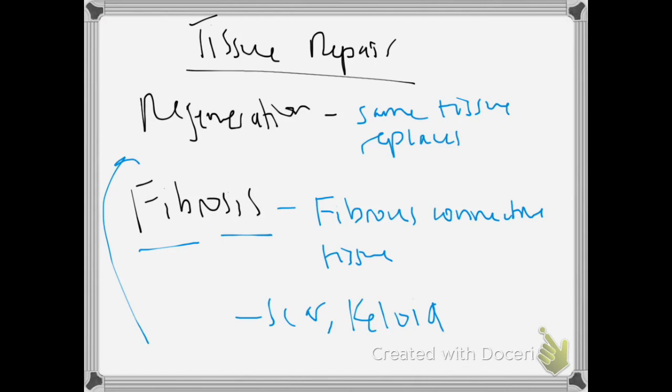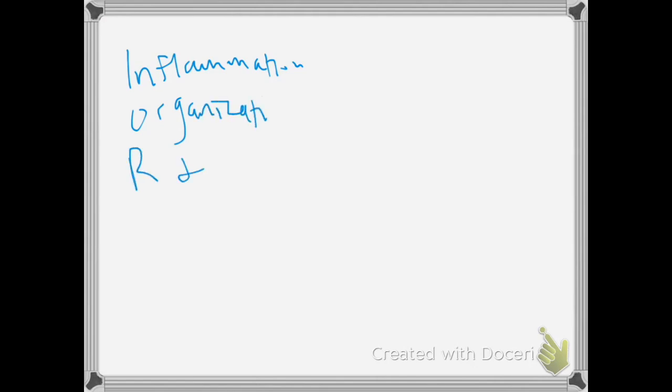So remember, these things can work together. Healing can take years to finish. It's pretty crazy. So this is our actual repair, but we have some steps before we get to that. So first we're going to have inflammation. Then we'll have these organizational events. And then we'll get regeneration and fibrosis. Let's start with inflammation.